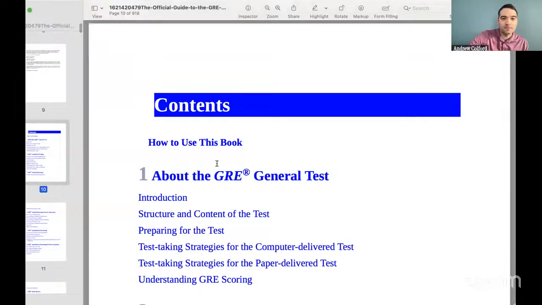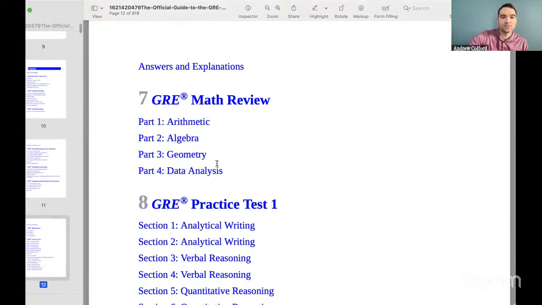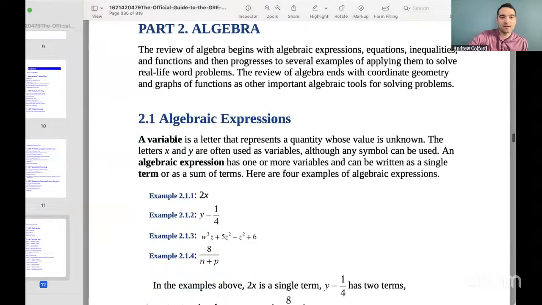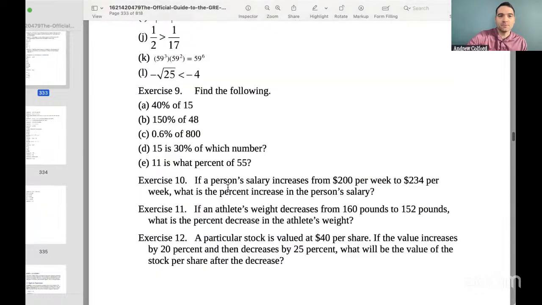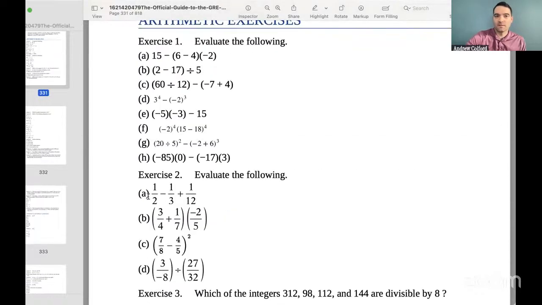Okay. So we are in chapter 7, arithmetic, exercise G. And sorry, Laura, which number was it? Okay, first exercise. So it's this one right here then, yeah? 20 divided by 5 squared minus (-2 plus 6) cubed. That one? Okay, great. So yeah, let's take a look at this.